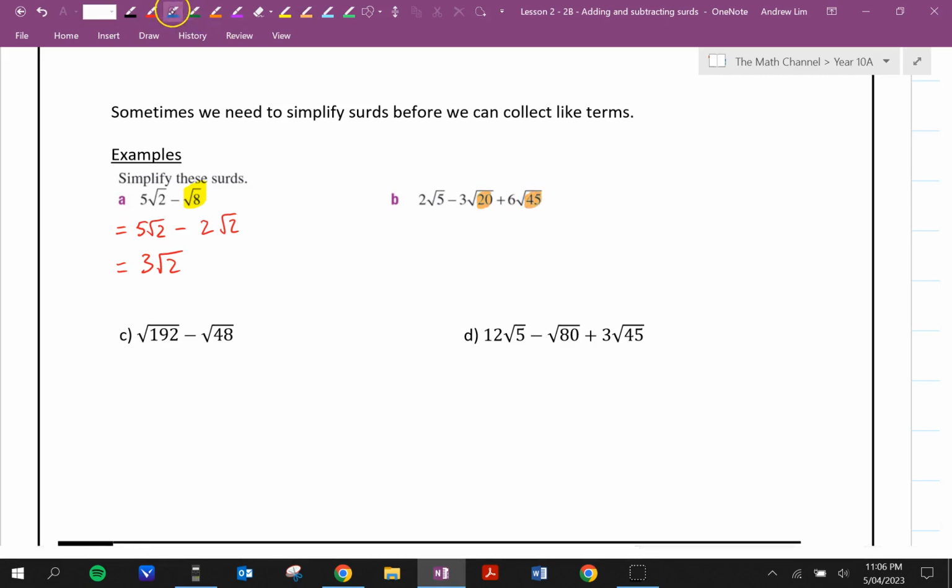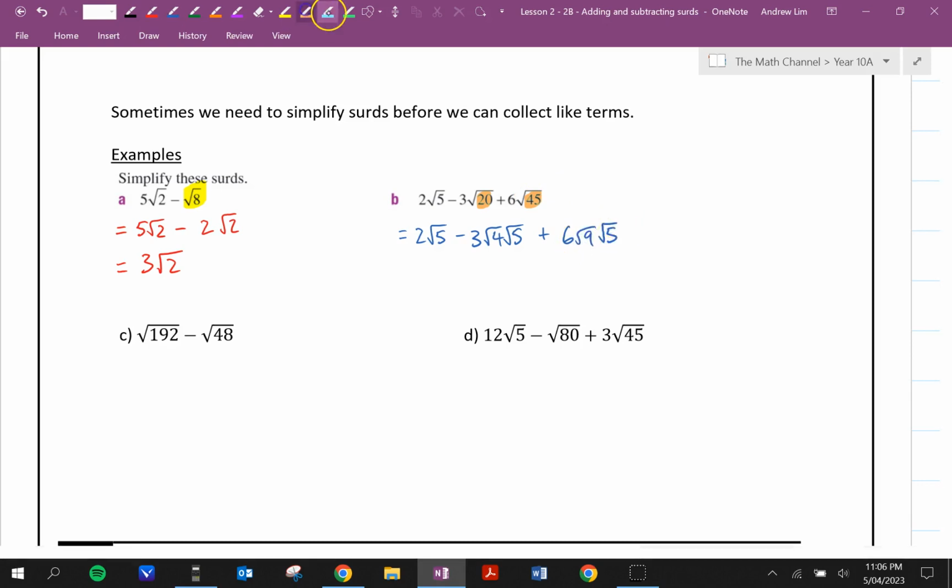Okay, so we've got 2 root 5 minus 3. What can I do with that root 20? What can I split it into where one of them is a square number? 4 and 5. Okay, 4 times 5 is 20. So 3 root 4 root 5 plus 6. What can I split this 45 into where one of them is a square number? 9 and 5. I can square root 9. So 6 root 9 root 5.